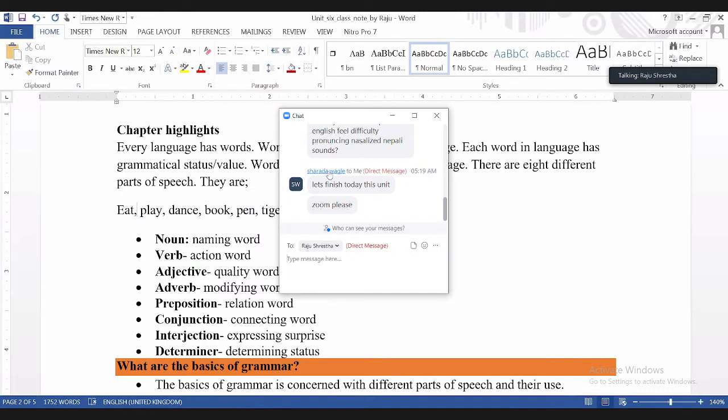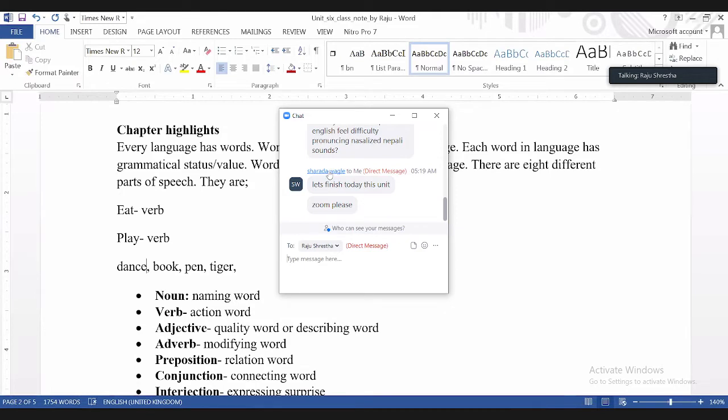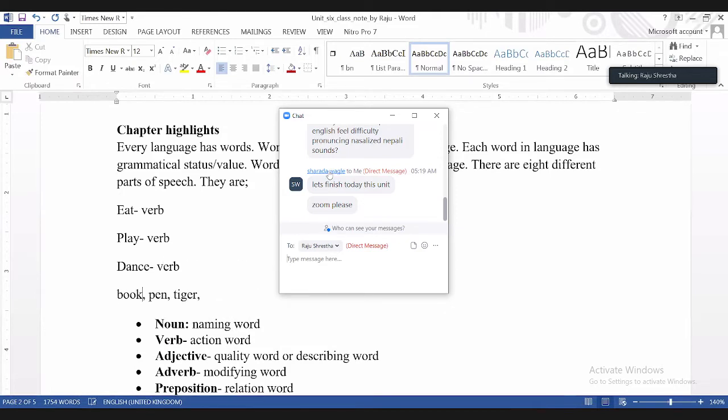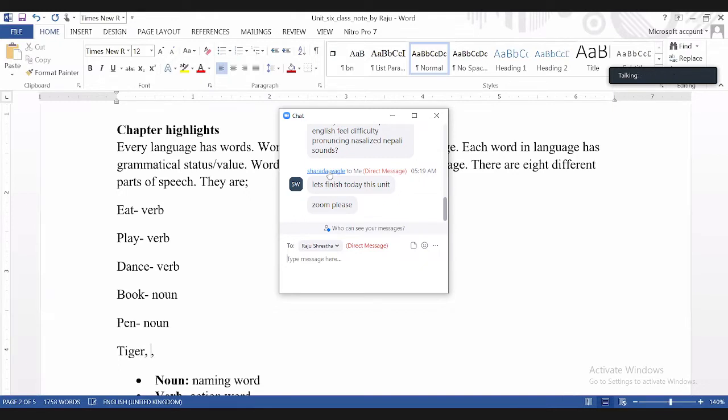Just the eat one with this is what, verb. Play is what, this is verb. Then dance is what, this is verb. Then book is what, this is noun. Then pen is what, this is also noun. And tiger is what, this is also noun.